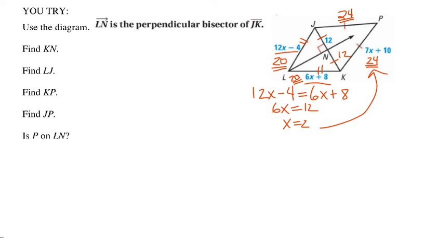To tell if point P is on LN, so if point P is on the perpendicular bisector, we have to know that they are the same distance away. Your point P has to be the same distance away from those 2 endpoints, J and K, and they are the same distance, they're congruent, plus we plugged it back in, so we get 24 for both of them. So yes, P is on LN.